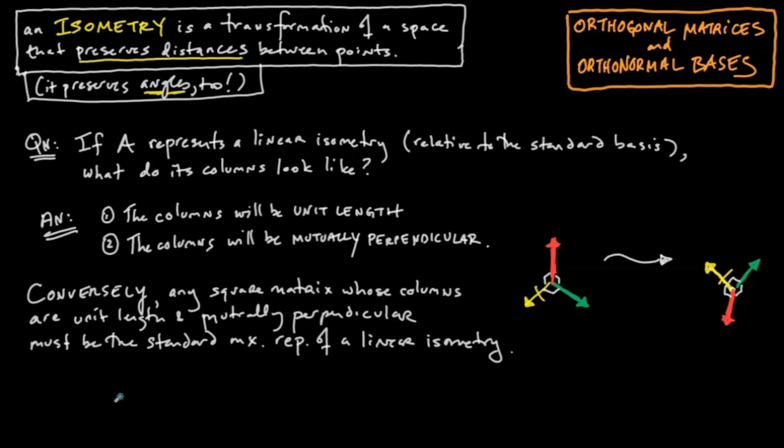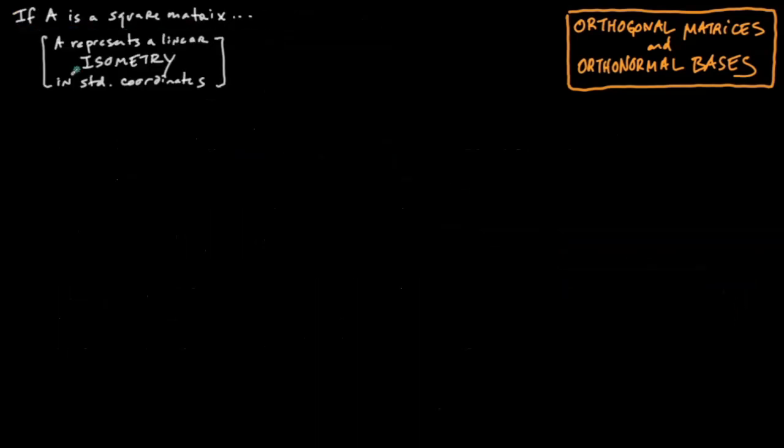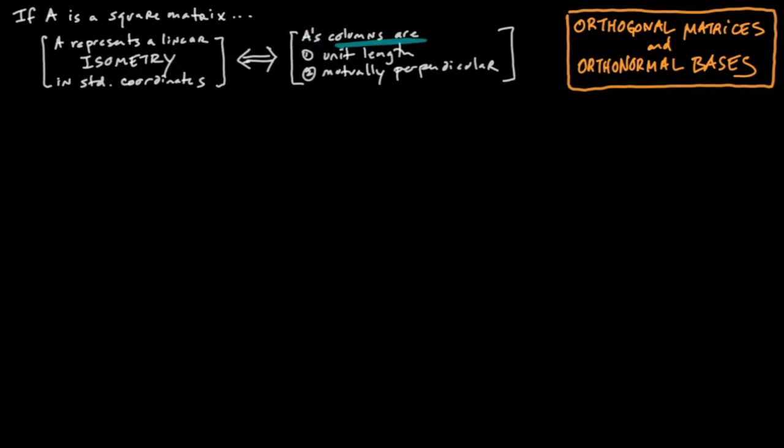Okay, well, let's start to put all of this information together. If our square matrix represents an isometry, it has these two properties. And conversely, if we have a square matrix with these two properties, we've said it must represent a linear isometry. That is, if A is a square matrix, then A represents a linear isometry in standard coordinates if and only if A's columns are unit length and mutually perpendicular. So these are equivalent statements about square matrices.